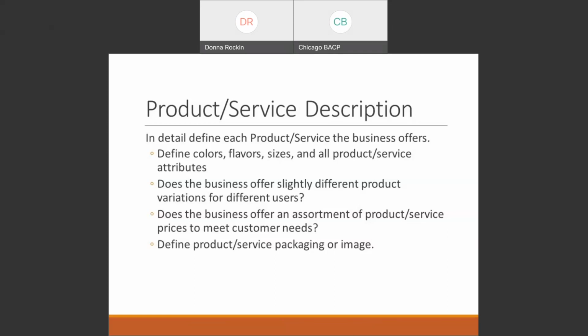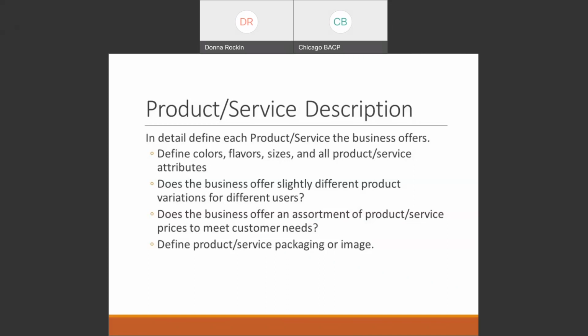Does the business offer an assortment of products and services and prices to meet customer needs? This is when you think about a car dealership. Each brand of car has good, better, best. The stripped down model where, yes, you get transportation to go to work or go to school or get around the neighborhood. And then you get more and more luxurious. If you think about General Motors, there's the Chevy, there's the Buick, there's the Cadillac. So good, better, best. And that's what we're talking about here.